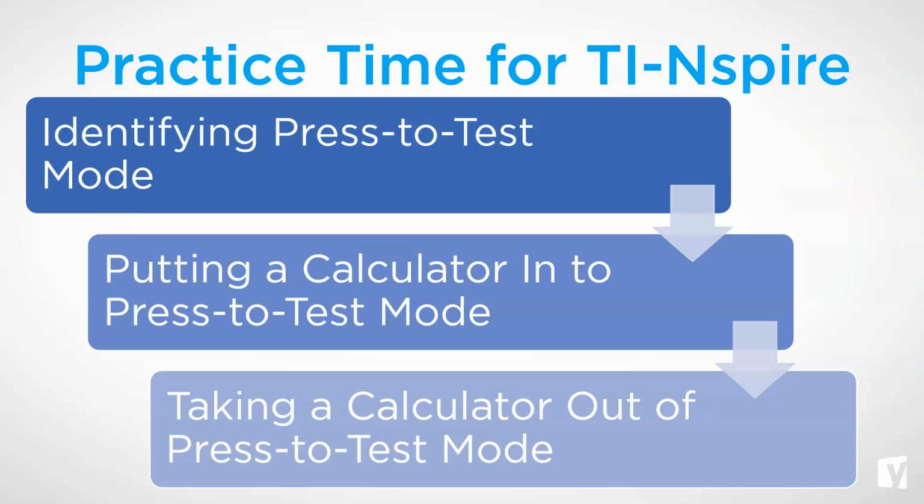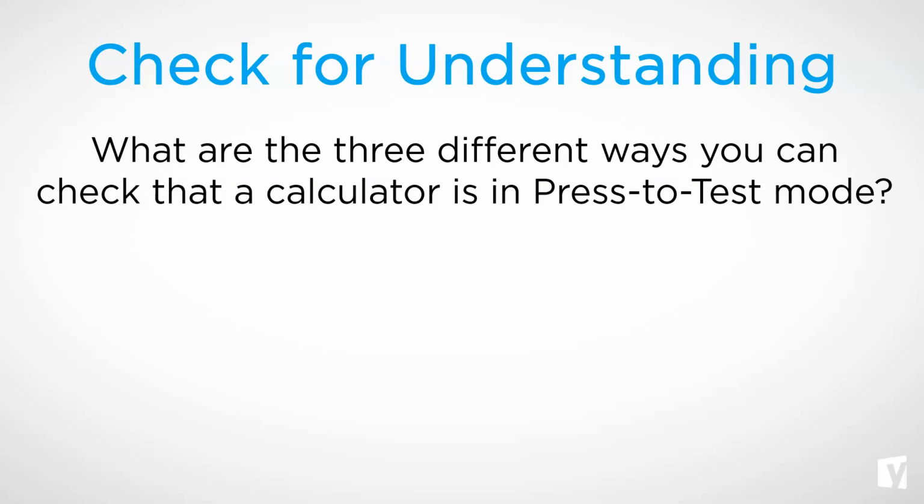I'm actually going to rotate off of the PowerPoint and you'll see me modeling with a live calculator what this looks like. So here goes. Oh, quick check for understanding. What are the 3 different ways you can check that a calculator is in press to test mode? Remember, there's 3 things that you're looking for. How are you going to know that you're in press to test mode?